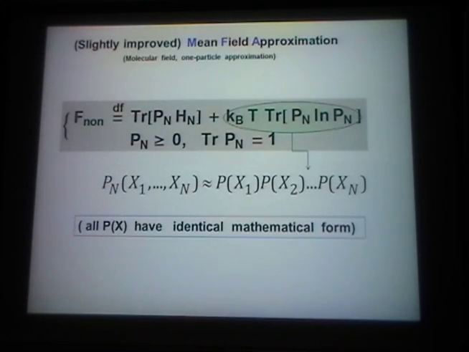How about entropy? For entropy, there's no such problem, and I can simply approximate the N-particle distribution by a product of one-particle distributions. Of course, I assume that all p's have the same mathematical structure. And of course, with these assumptions, my non-equilibrium free energy is not a functional of 10^24 degrees of freedom of my system, but only of, say, 5 degrees of freedom of a single molecule. So I tremendously reduce the problem by cutting all correlations that might exist in the system.